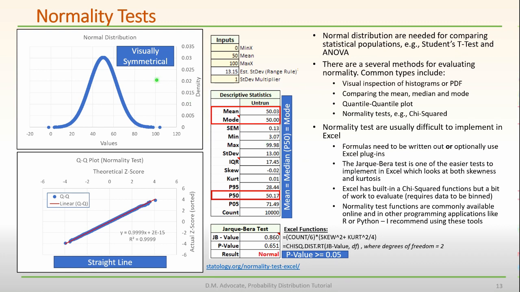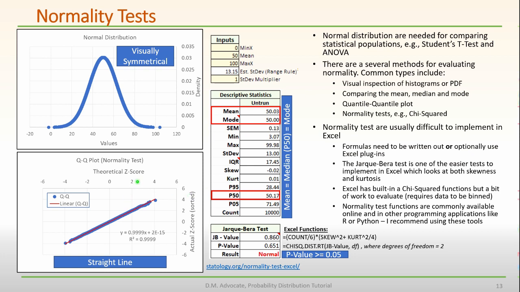It's a normal distribution. It's made by random sampling 10,000 points from a population. It has a symmetrical shape and is bell-shaped as well. If we look at the mean and the mode, they're both 50, as well as the median, or the P50. Skewness and kurtosis are also close to 0. So this would be a classical expression of a normal distribution.